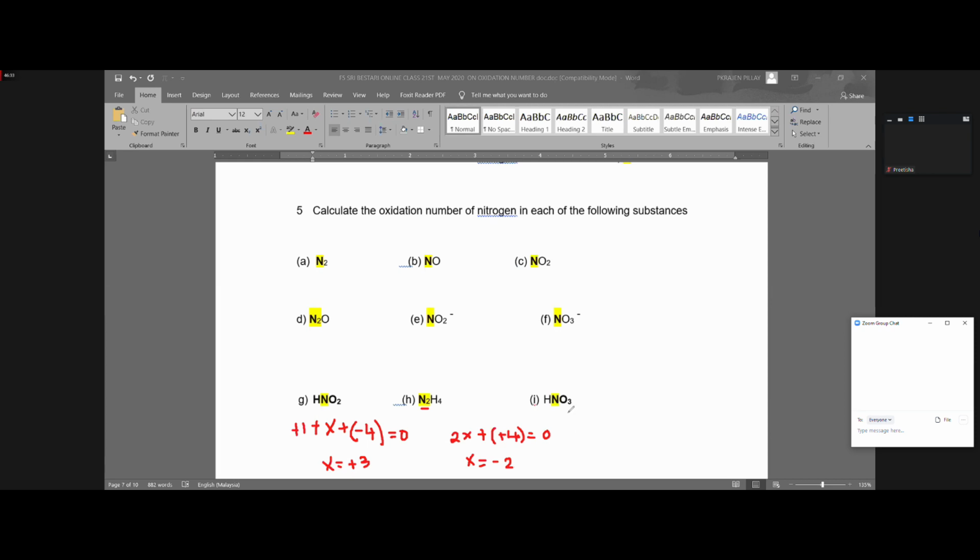Okay. Yicheng, what is for I? Have you worked out for I? +5. Well done. Good. Okay, +5.